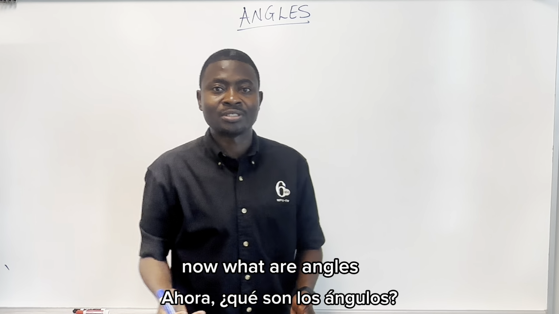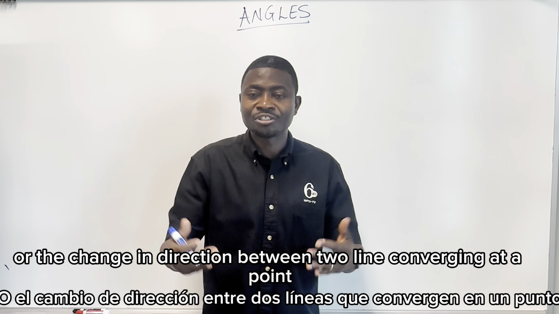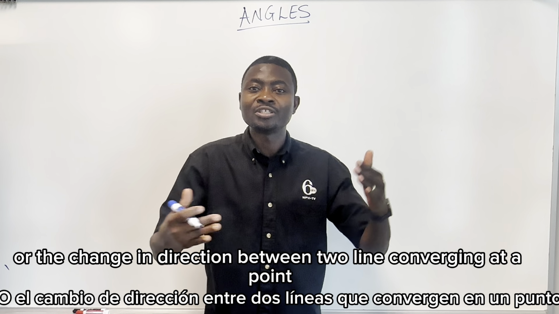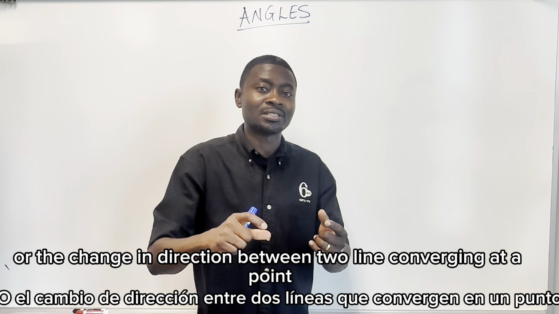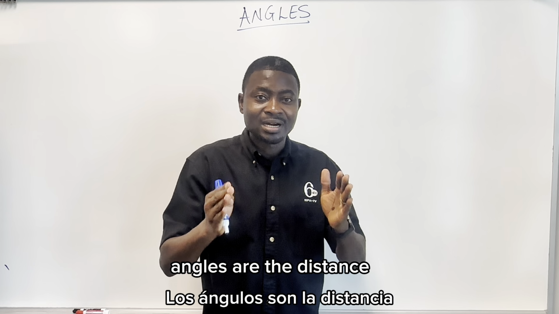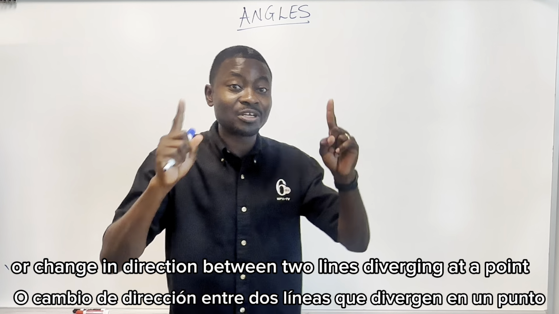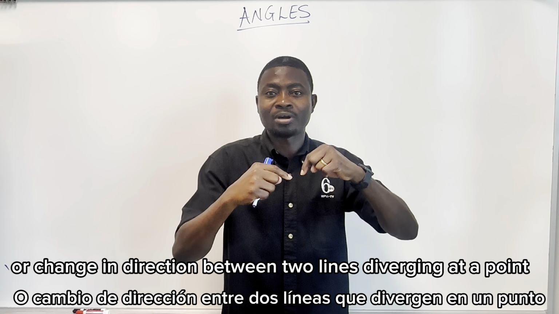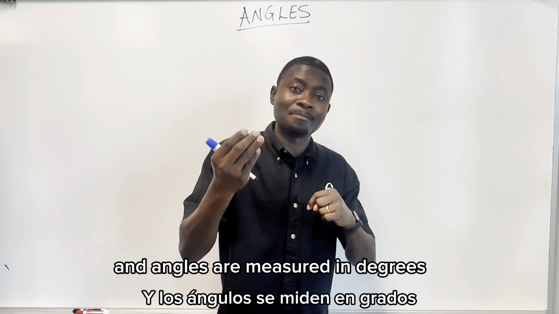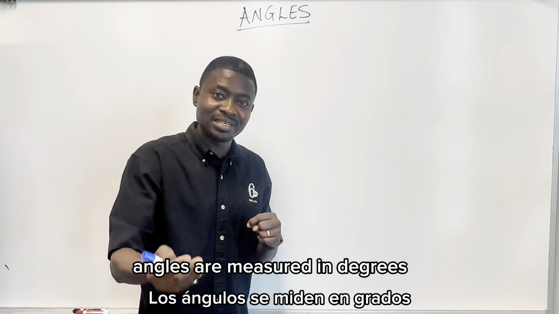Now, what are angles? Angles are the distance or the change in direction between two lines converging or diverging at a point. And angles are measured in degrees.